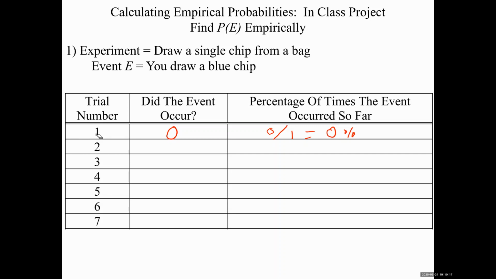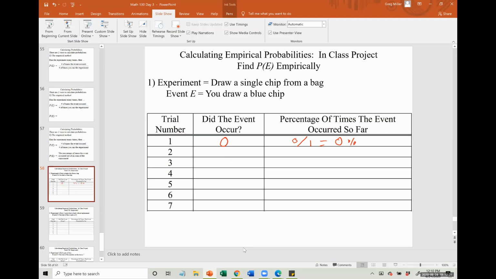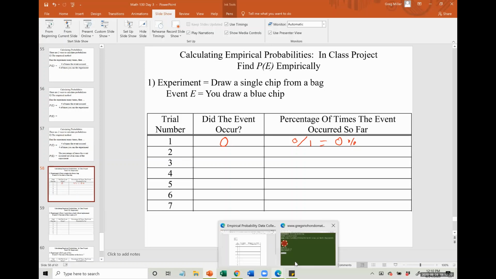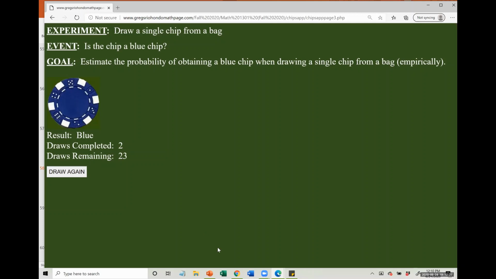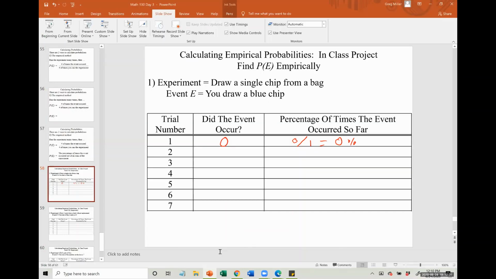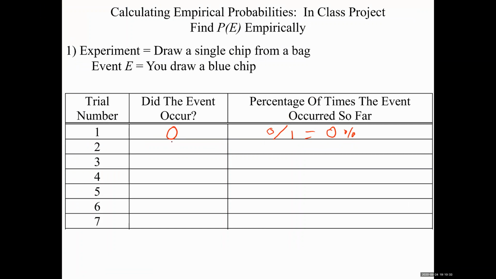Okay, and then let's do it again. Let's go back to the app. Now I'm going to click draw again. The second time I did get a blue chip. Now everyone's going to have their own results, so don't write down what I'm getting. Did we get a blue chip the second time? Yes. What's the percentage of times we got a blue chip so far? The top number is how many blue chips we got total so far, which is 1. We got 1 blue chip total out of 2 attempts. So 50%.